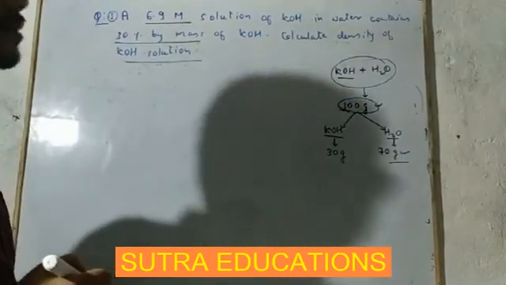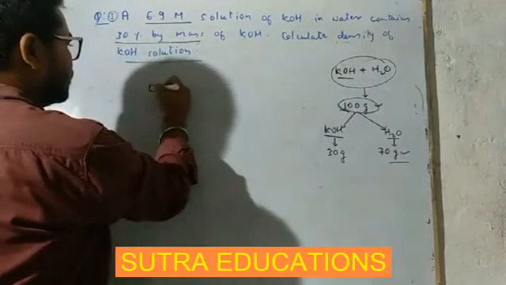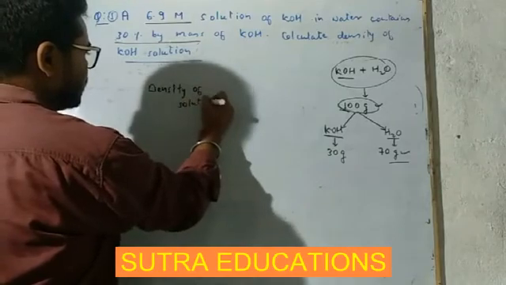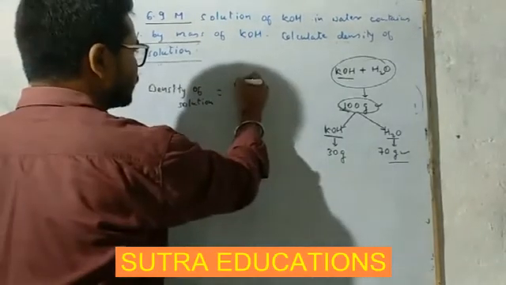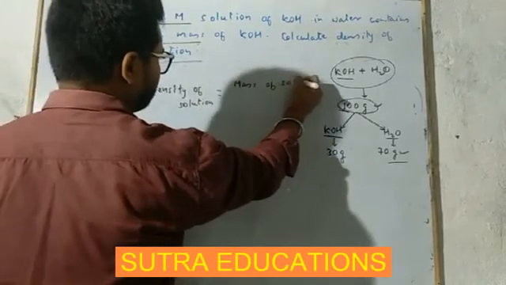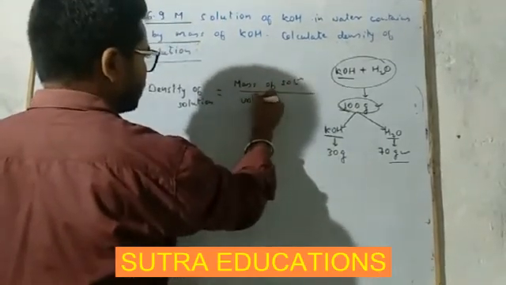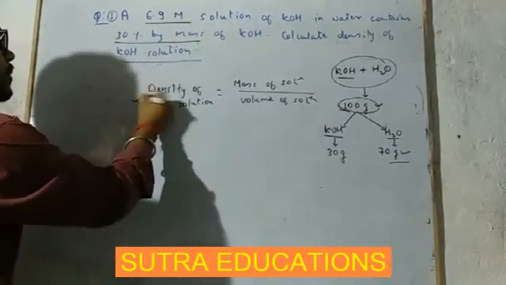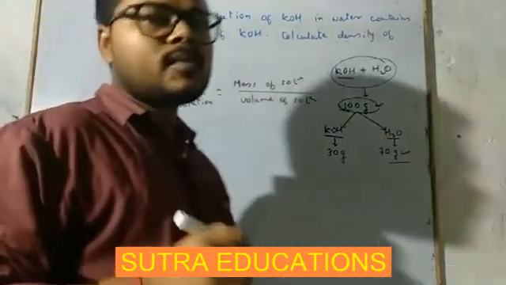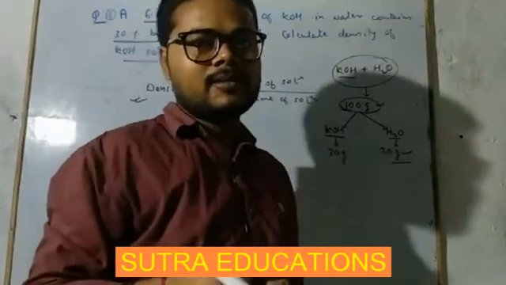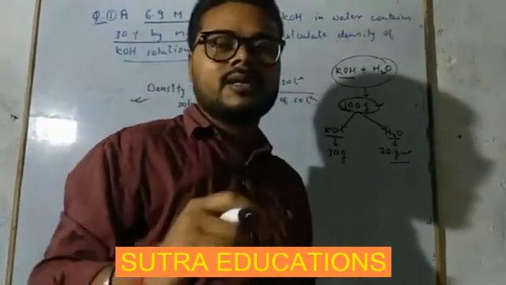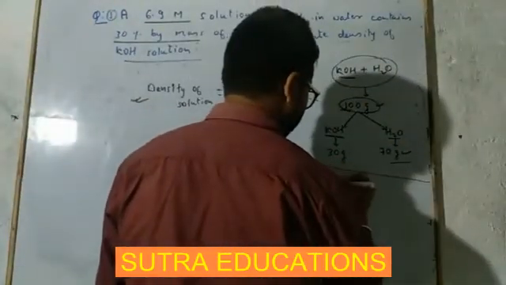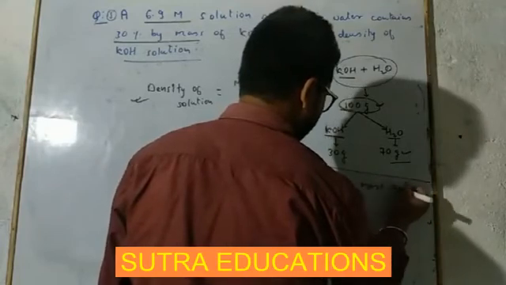Now, calculate the density of the KOH solution. We have to find the density of the solution. We know density is equal to mass of solution divided by volume of solution. At first we will find the molar mass. Molar mass is given, we can calculate the molar mass of KOH.